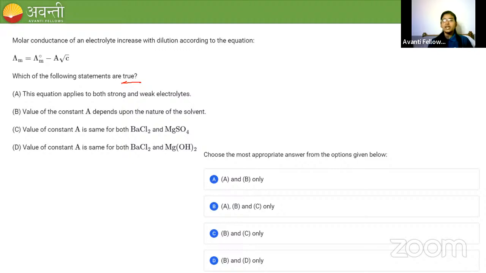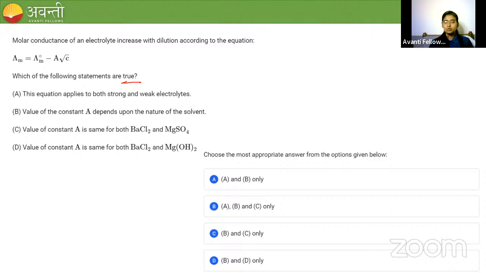So we are provided with 4 statements and we have to find out the true statement from these 4, and choose one of the options given below. Let's go from the first. Statement A says that this equation applies to both strong and weak electrolytes.